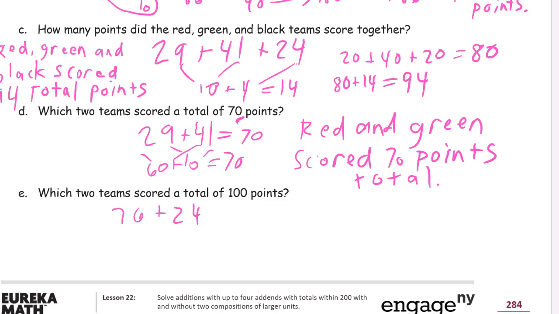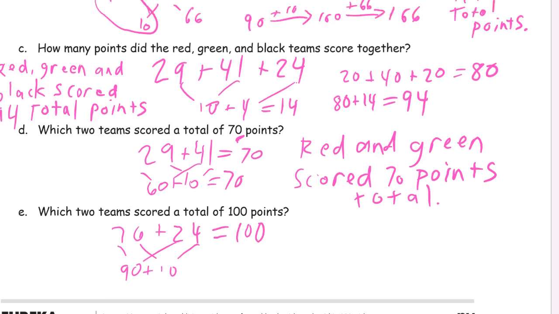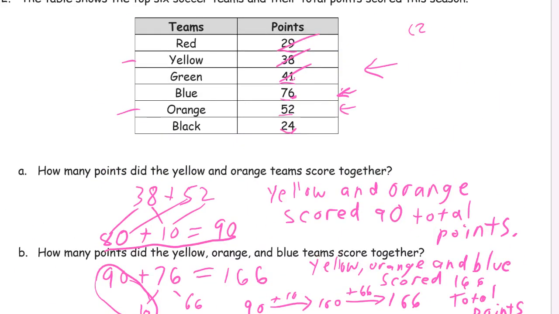Let's see. So we've got the 6 and the 4. That's 10. And the 70 and the 20 is 90. So that's 100. And that was blue and black.